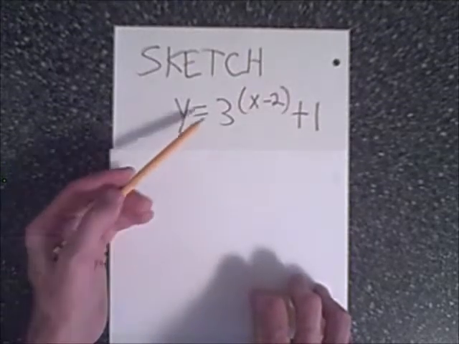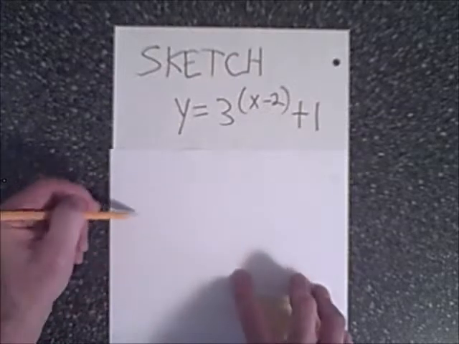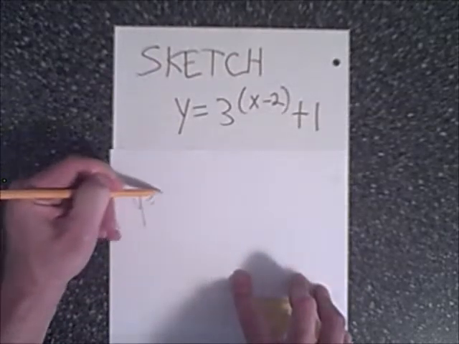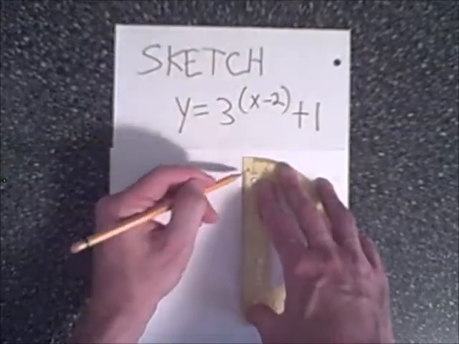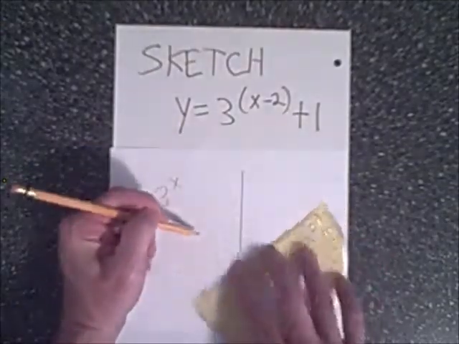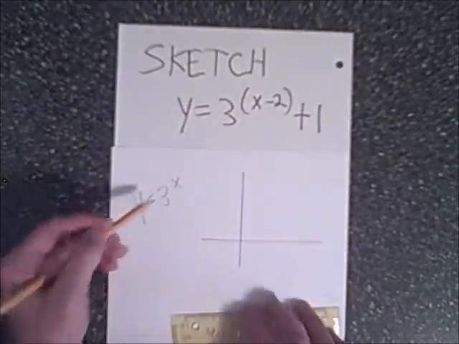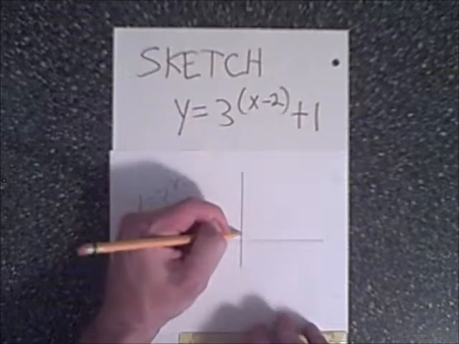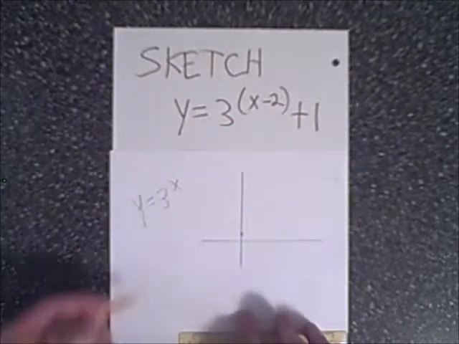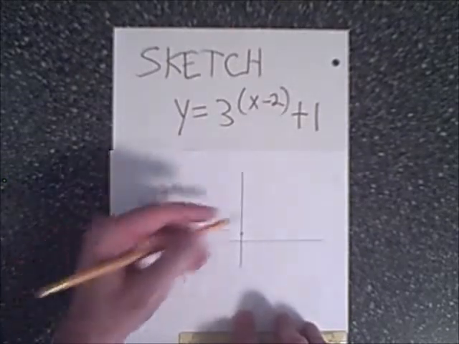Because what's going on here is this function is an exponential function. So it's very similar to y equals 3 to the x. And if we were to graph y equals 3 to the x, let's see what would happen. If x equals 0, the output would be 1. So 0, 1 is one of our points. If we put in x equals 1, we'd have 3.